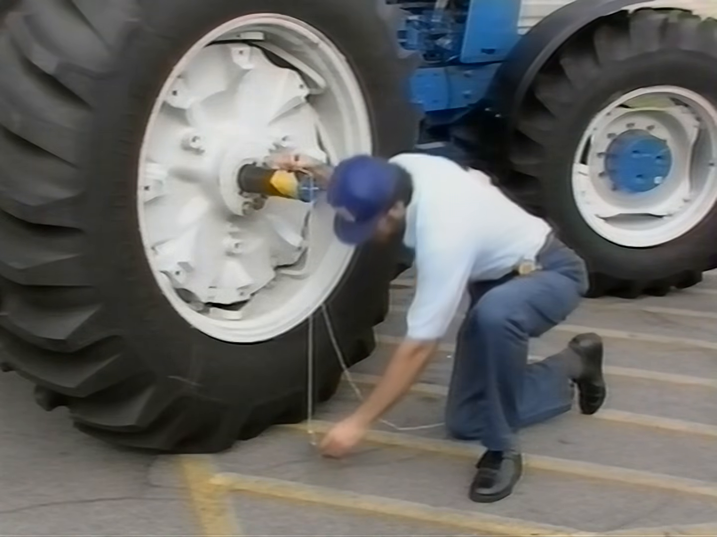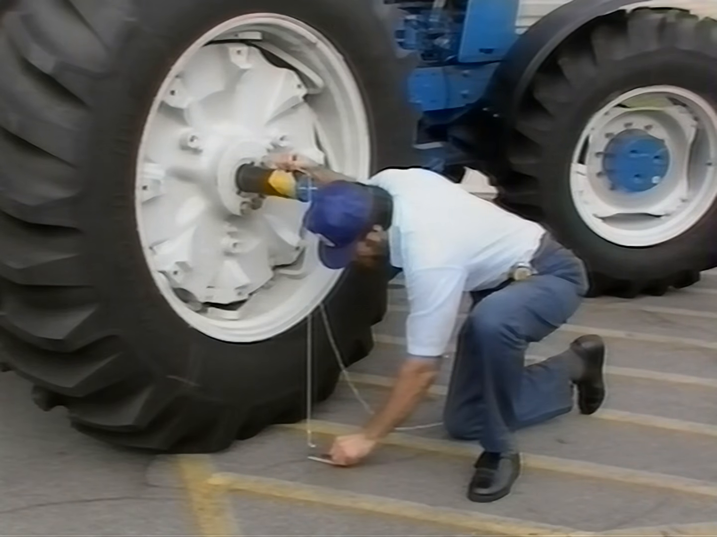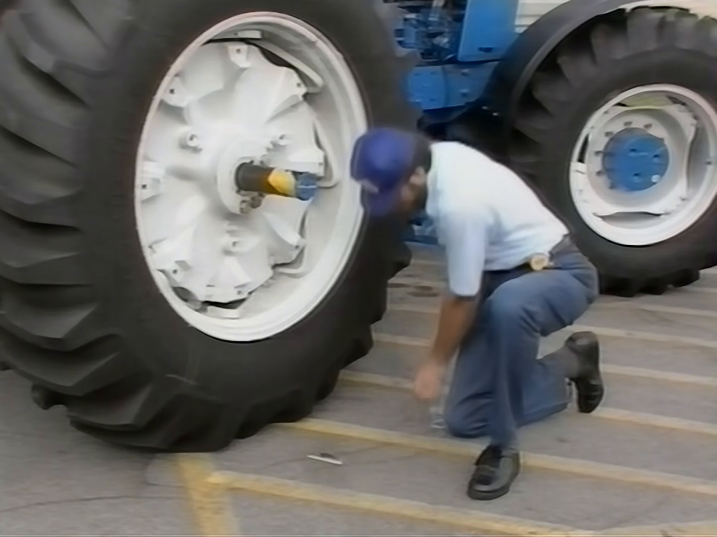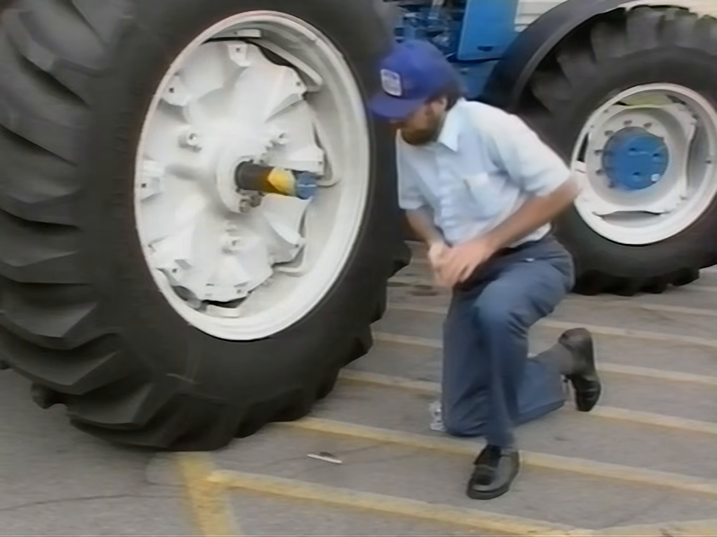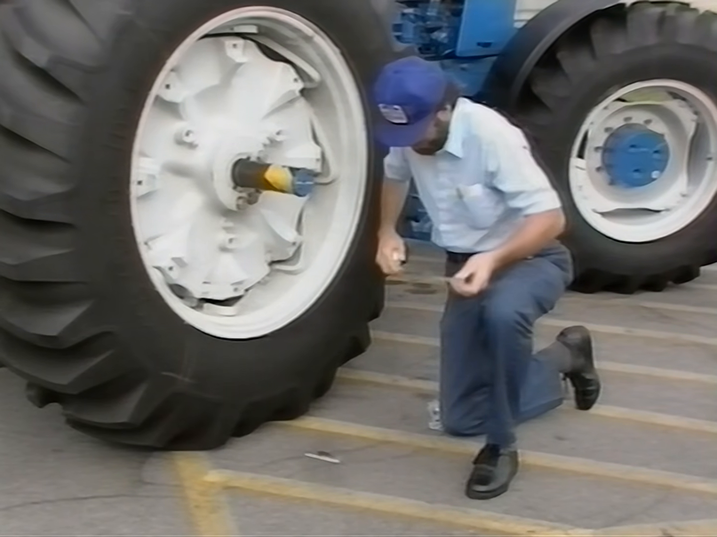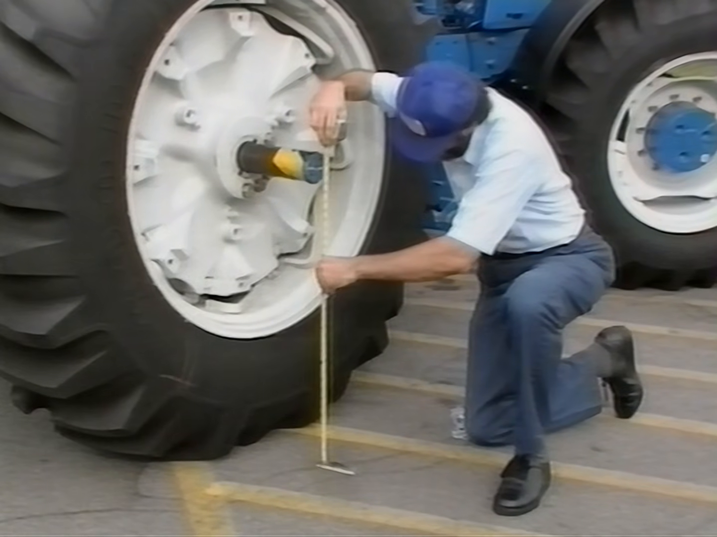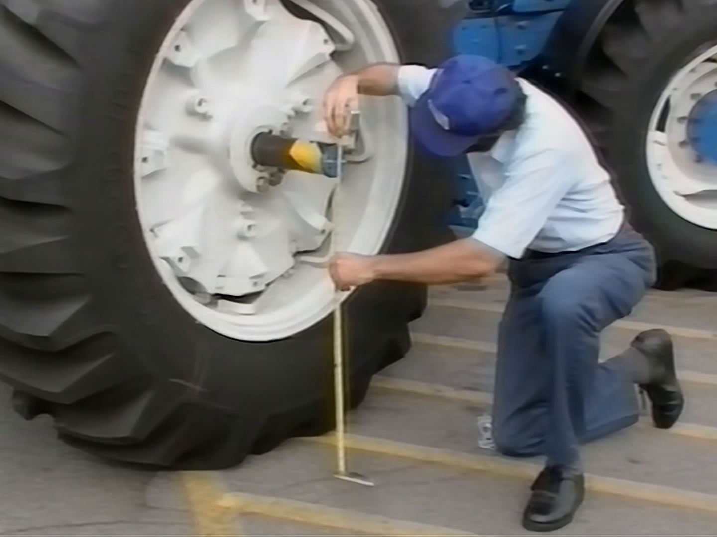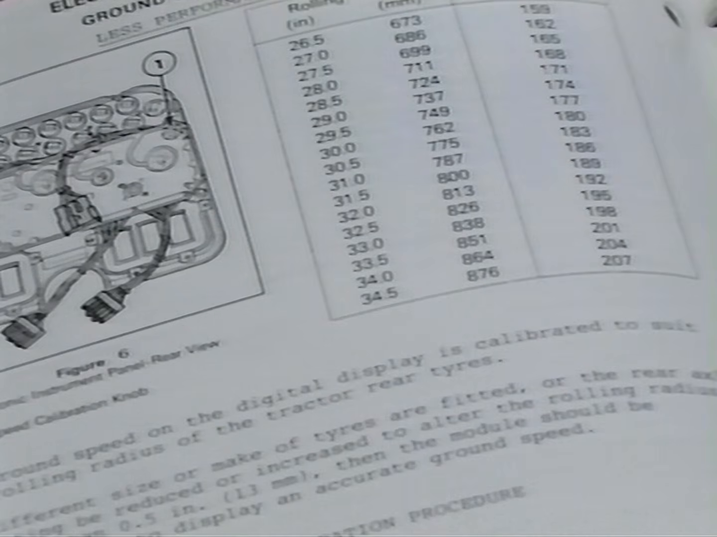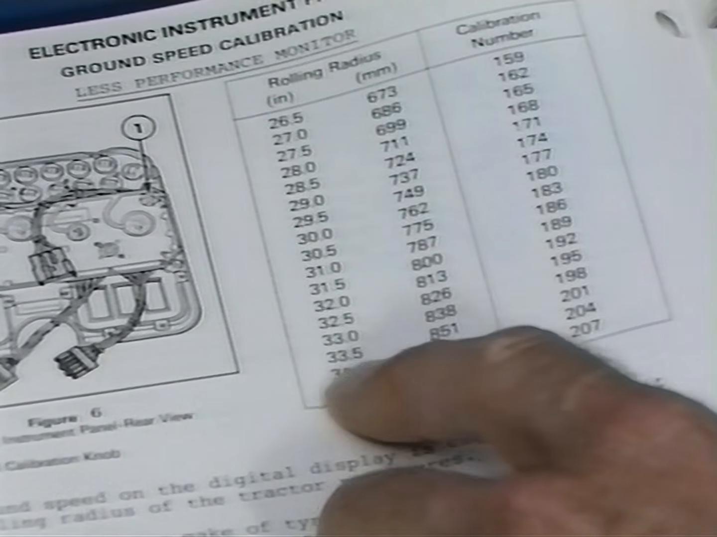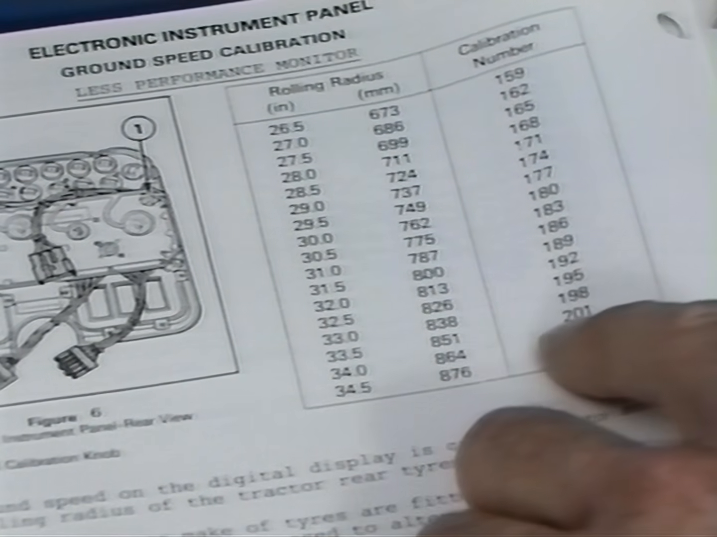To find the rolling radius of the rear tyres, first park the tractor on a hard level surface and make sure the tyres are inflated to the correct pressure. Then carefully measure the distance between the middle of the wheel hub and ground. Next, use the chart in the reference manual or tractor repair manual to find the calibration number.